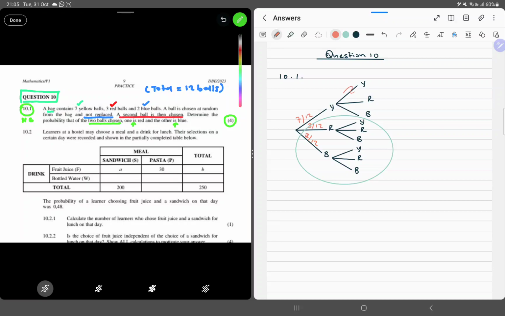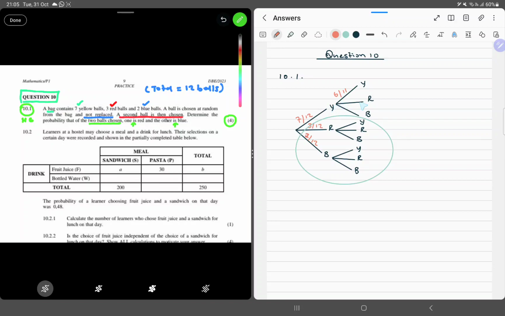Now what's the probability of drawing a yellow again? Remember, out of 7 we took 1. So we only have 6 yellow balls left. Out of how many? They are now 11, because we are missing 1 ball. Okay, that would be the probability for drawing the yellow ball the second time around, if the first time around it was a yellow ball.